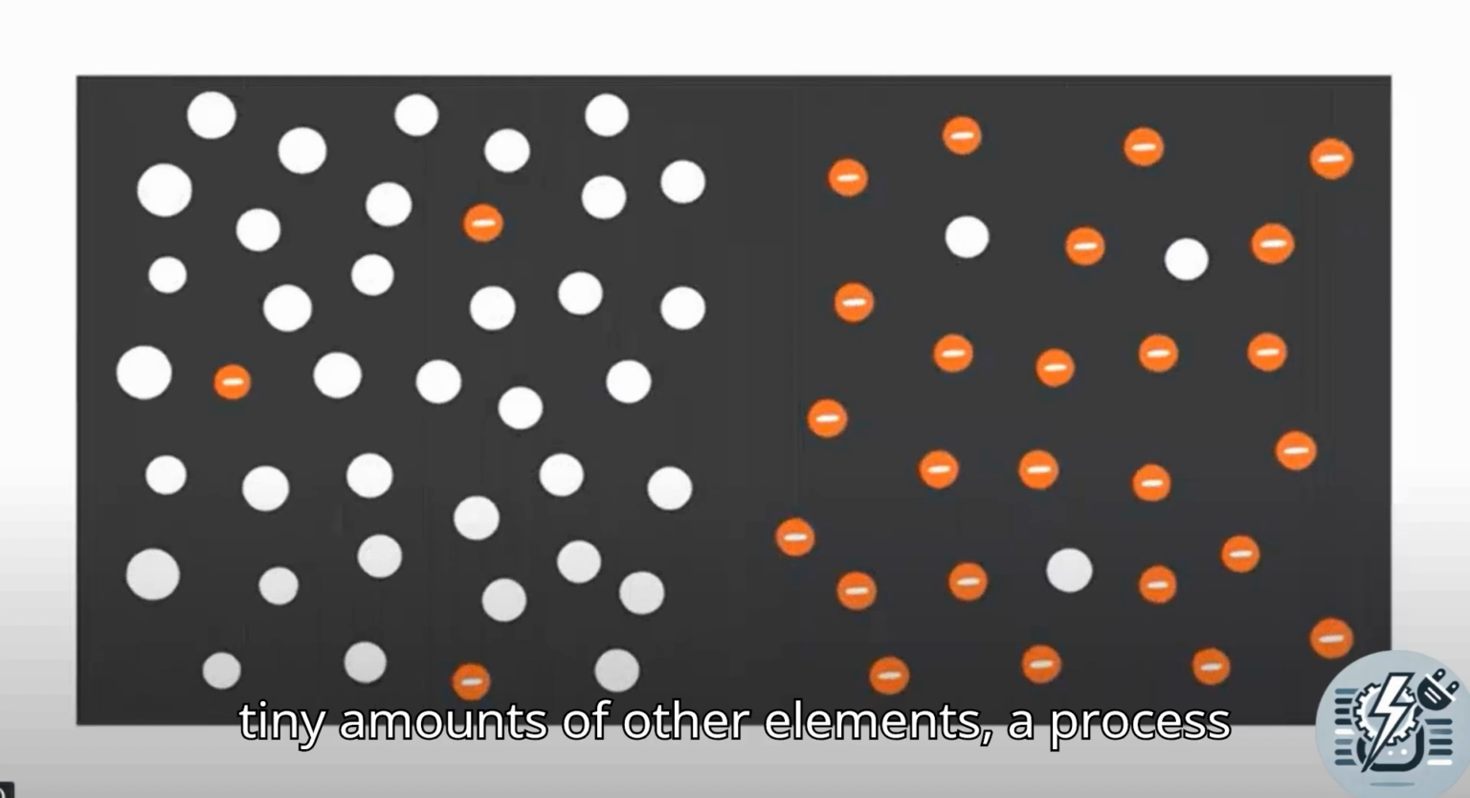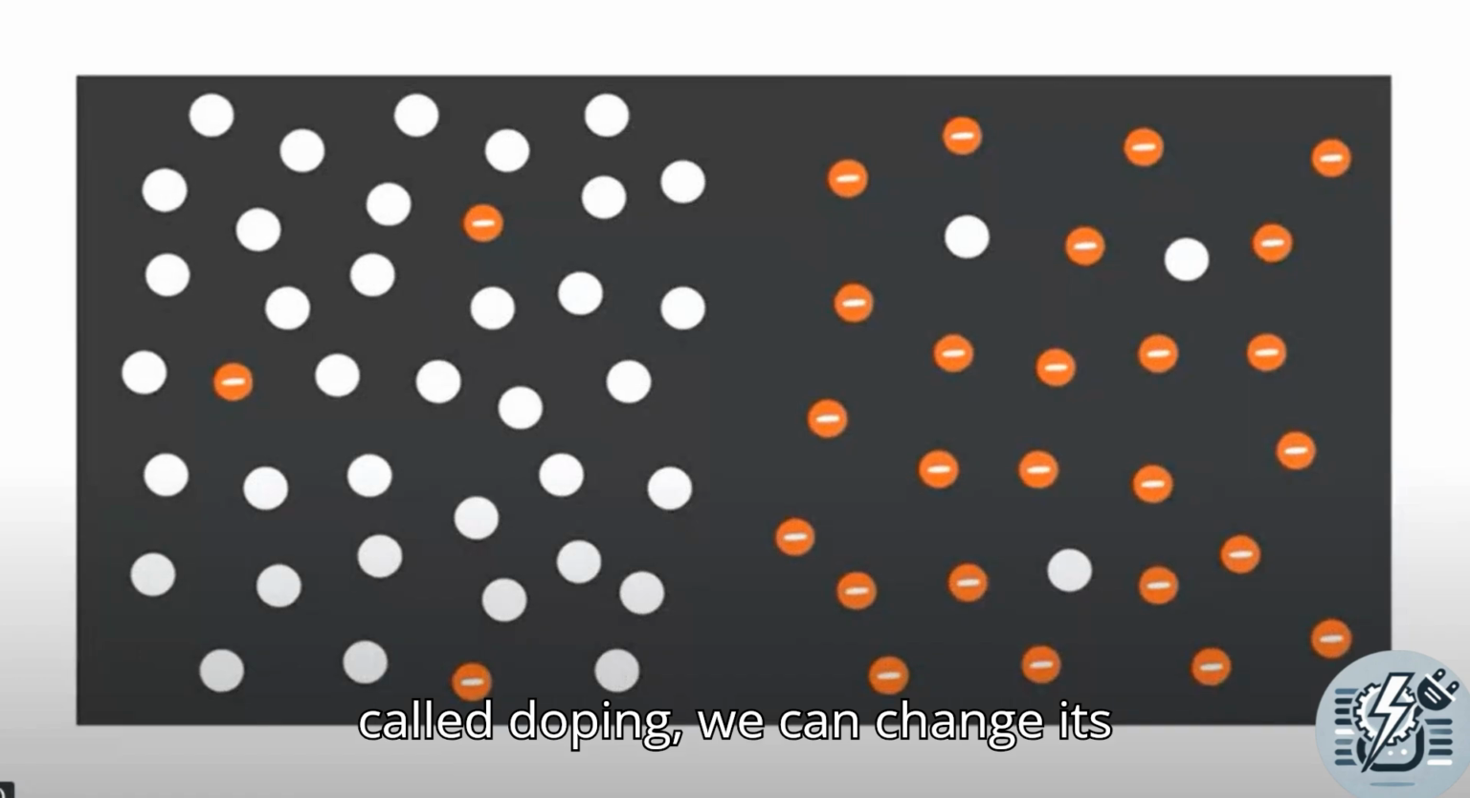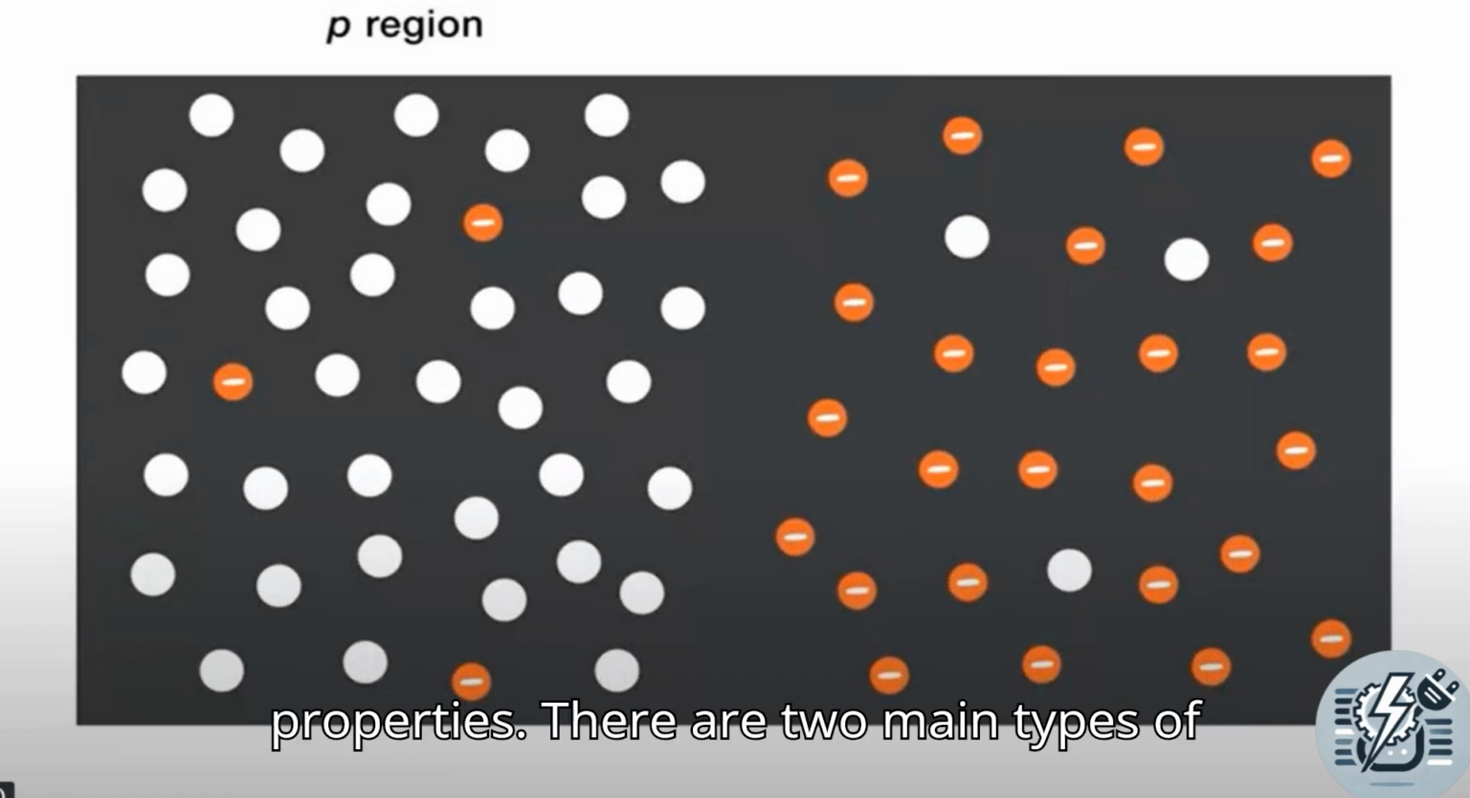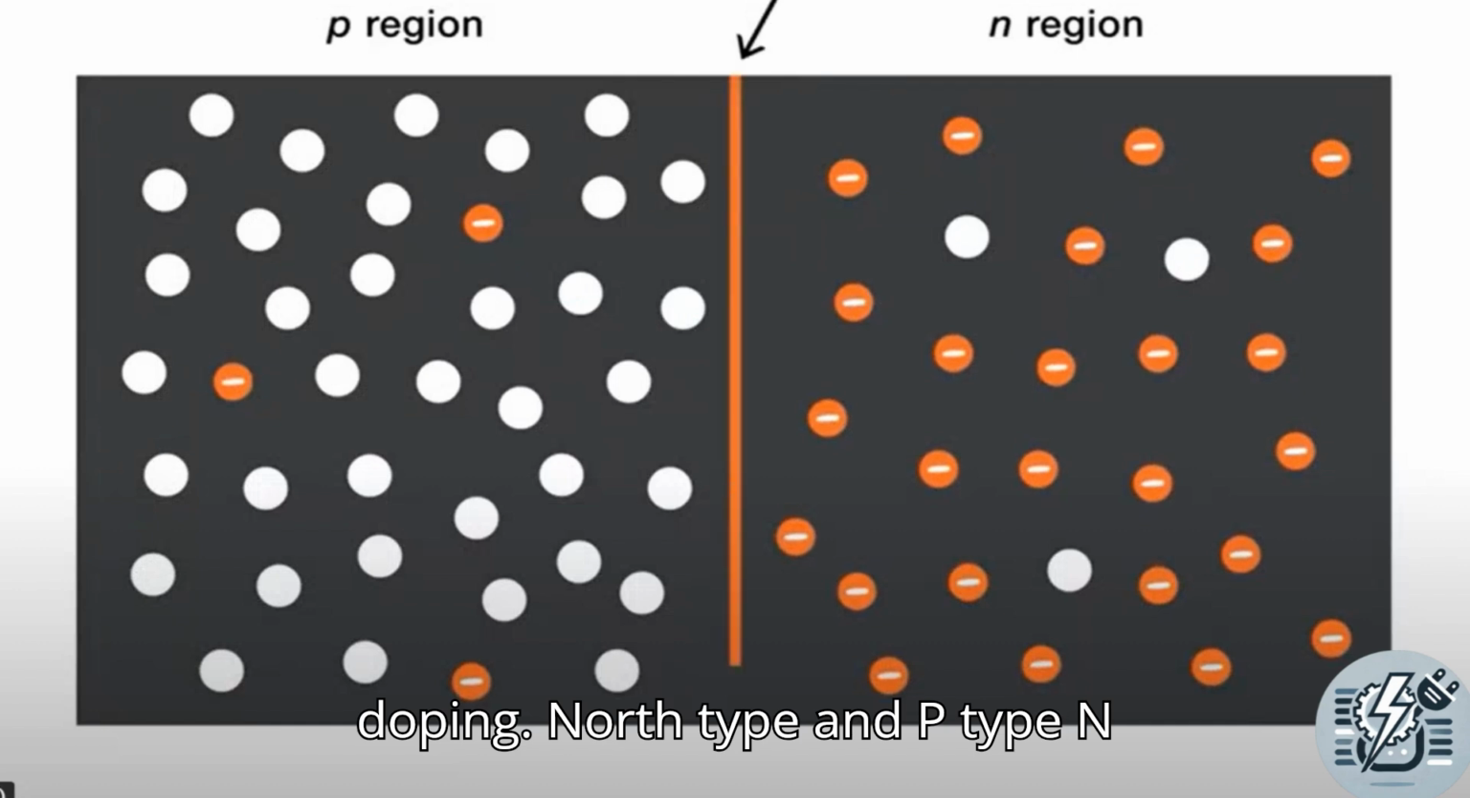Let's dive deeper. Pure silicon isn't very good at conducting electricity, but when we add tiny amounts of other elements, a process called doping, we can change its properties. There are two main types of doping, N-type and P-type.